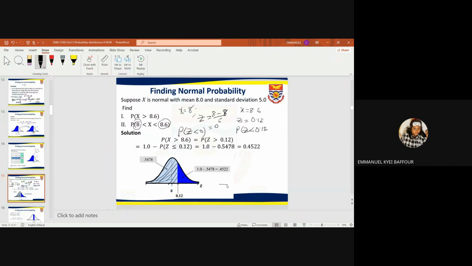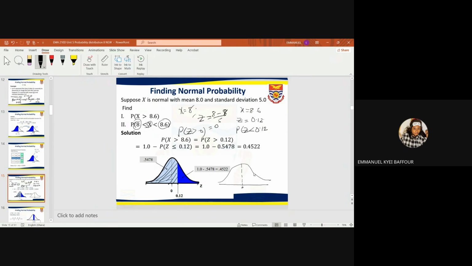If we are to illustrate this in a diagram like this, this is 0, which is the same as the mean. And then we are looking at, no, sorry, z is supposed to be greater than 0 because of this. Please check it. Z is supposed to be greater than 0, and then less than 0.12, for 8.6.